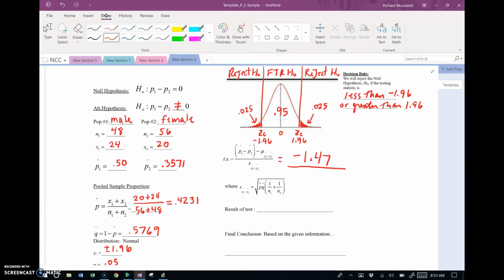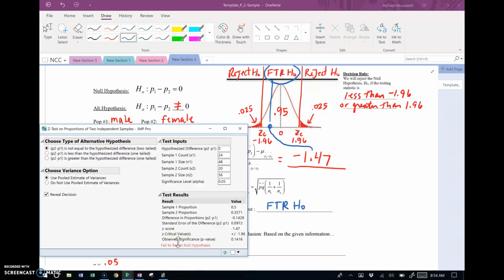So where does that land? Negative 1.47 is over here somewhere. What does that mean? As you can see, the testing statistic does not land in the critical region. The decision rule says fail to reject the null hypothesis. So the result of the test: fail to reject H sub 0. Let's see what else JMP gives us. JMP also calculated the standard error for the difference, P2 minus P1, 0.0972.